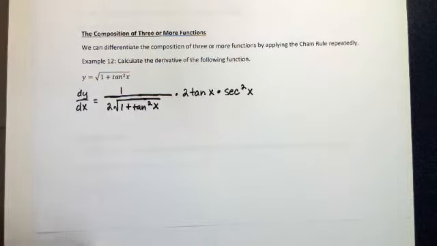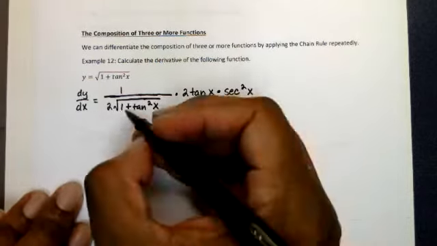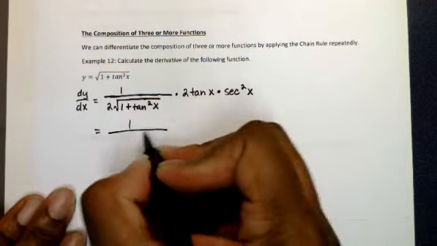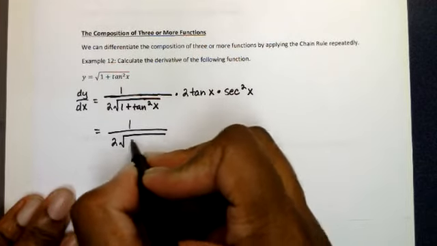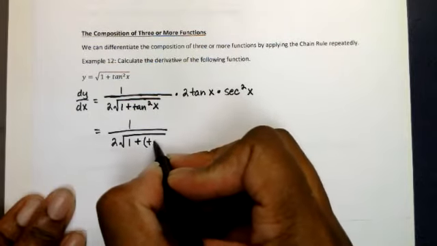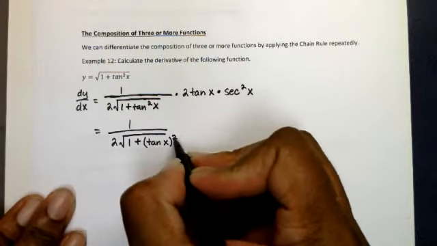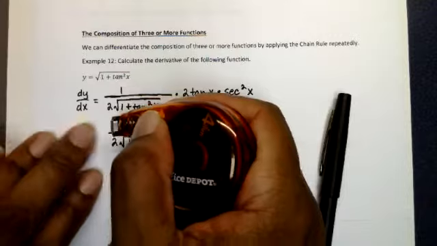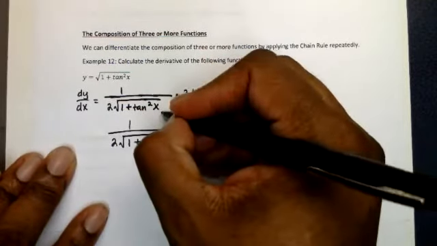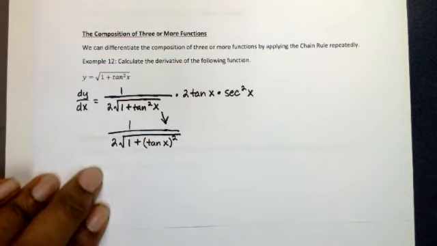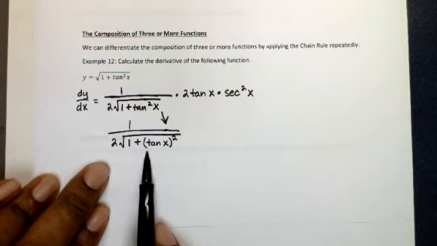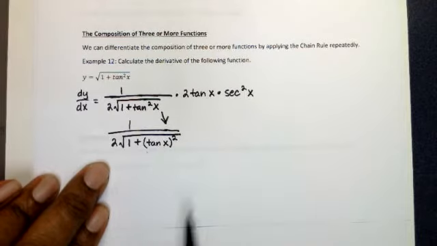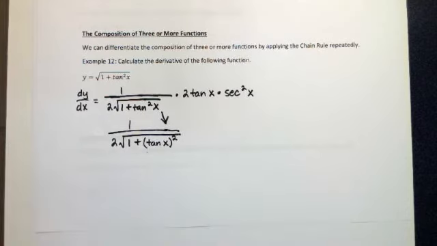Okay, now what I could have done here is this. That tangent square of x, I could have written it like this. That way you can see, you bring the 2 down, copy over the tangent to the 1 less power, and then you have to take the derivative of the tangent of x, which is secant square of x. Okay.